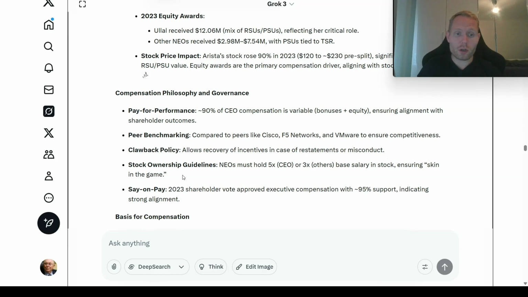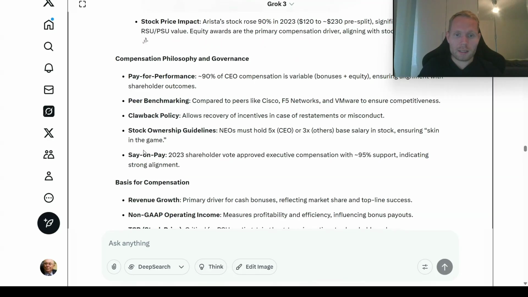And they have stock ownership guidelines, which is good to see. They must hold 5x for the CEO or 3x for the other people in the C-suite, based on base salary in stock, ensuring skin in the game. And say on pay: in 2023, shareholder vote approved executive compensation with 95% support, indicating strong alignment.